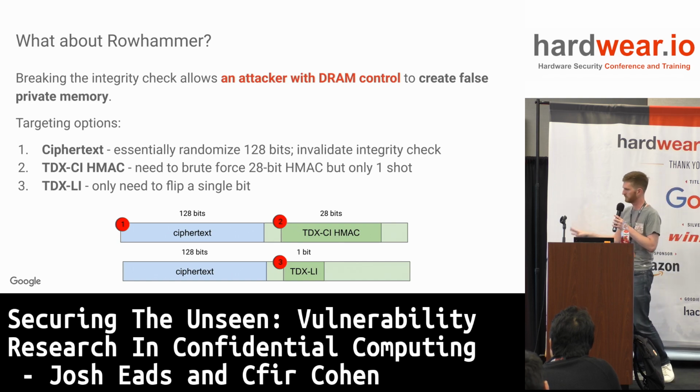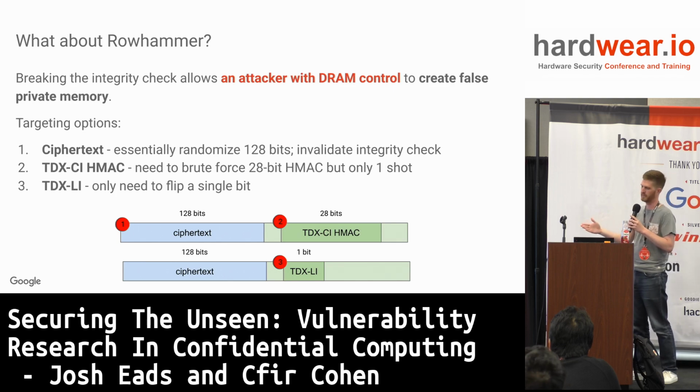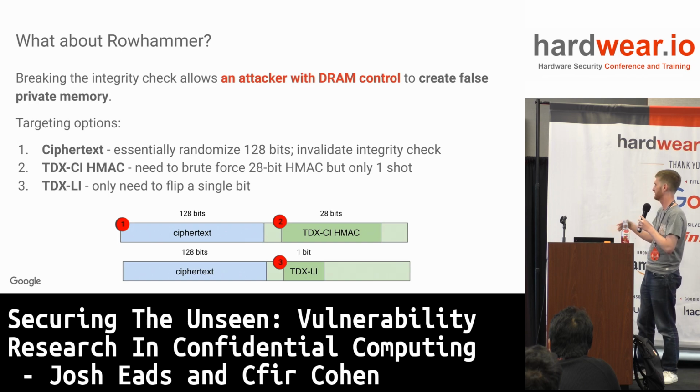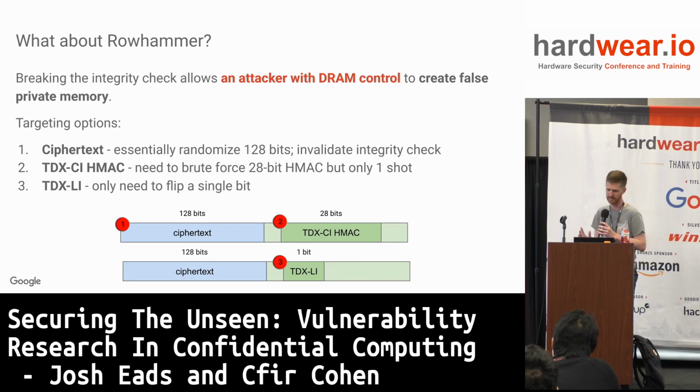You could target the ciphertext, right, and then essentially randomize 128 bits because it's going to decrypt incorrectly. But you also need to bypass the integrity check. So in the case of crypto integrity, you have to essentially brute force this 28-bit HMAC, but if it's incorrect, the trust domain dies. So you get one shot. So that's probably not viable. The logical integrity obviously looks more interesting because there's just a single bit here.